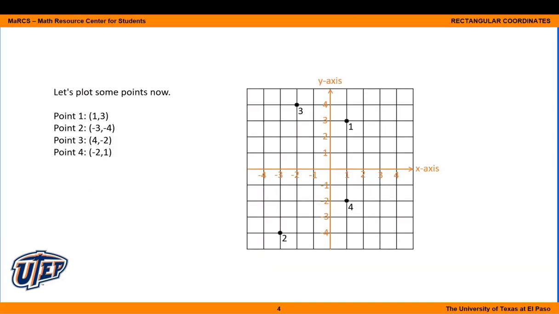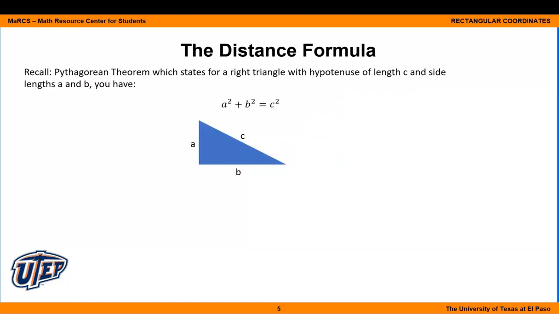Let's plot some points. For (1, 3), move right 1, then up 3. For (-3, -4), move left 3, then down 4. For (4, -2), move right, then down. For (-2, 1), move left, then up. As you do this, try to identify which quadrant each point lies in.